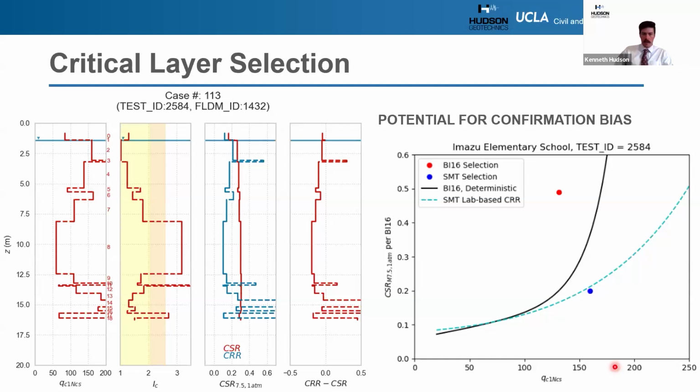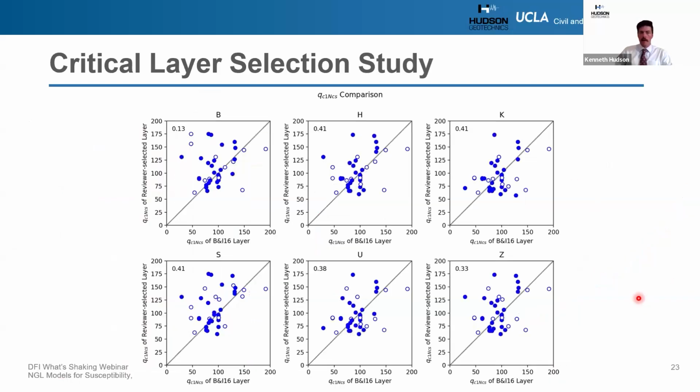This is one example where we chose a layer from this case history that was pretty different from past modelers' selection of the critical layer. We did this exercise for 40 case histories, and we had 6 different analysts on our team looking at each of these independently. We also looked at these blindly, where we didn't know whether manifestation did or did not occur, and we tried to select the critical layers.